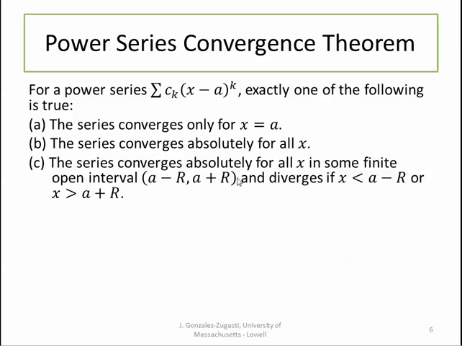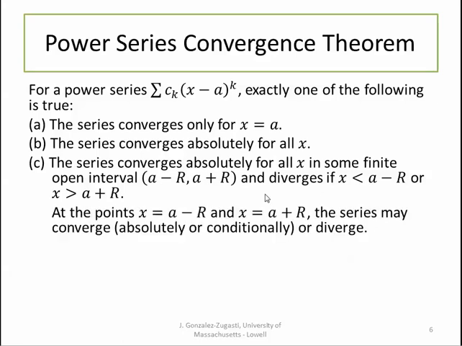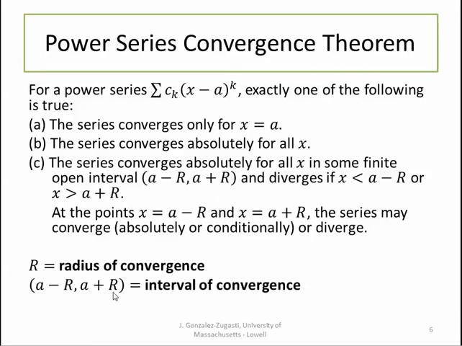Now notice it doesn't include the endpoints here. At the endpoints, x equals a minus r and x equals a plus r, the series may converge, either absolutely or conditionally, or it might diverge. So in the case of the endpoints, you're going to have to check those separately. That capital R here is called the radius of convergence, and that interval is called the interval of convergence. That's where your power series converges, for which values of x.